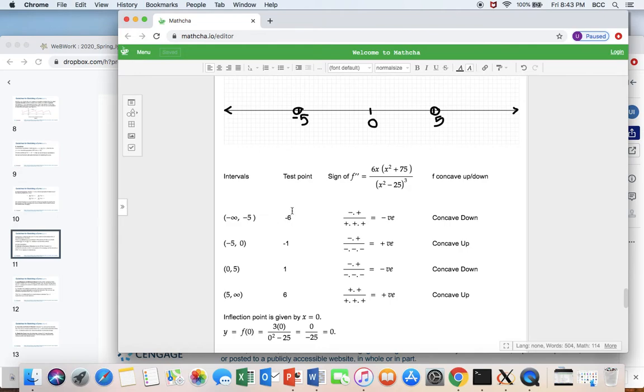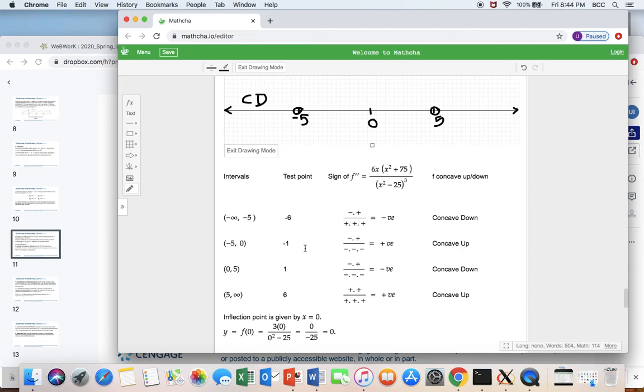So these are my test points which I will plug in to detect my sign. I plug in x equals negative 6. So that gives me a negative. Negative 6 squared is positive plus 75. That's positive. Negative 6 squared is 36, minus 25, positive. Positive power 3. So that's a positive. Overall, because of that one minus, I have a negative sign. If the second derivative is negative, my f is concave down. So what happens here? I am concave down.